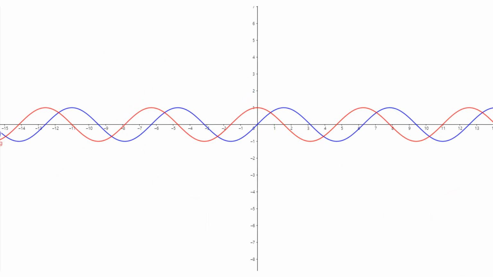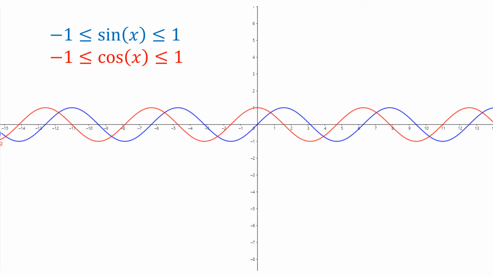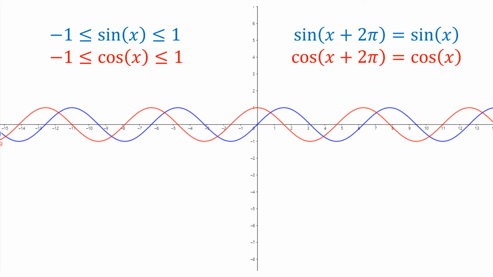On a large scale, two curves look like this. Note that their heights are never above 1 or below -1. By definition, adding 2 pi on x doesn't change the values. In other words, these curves are periodic.